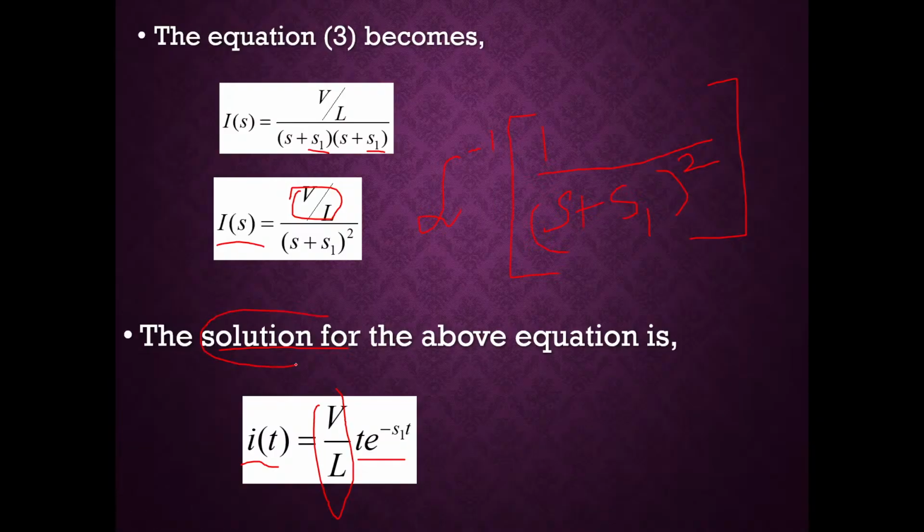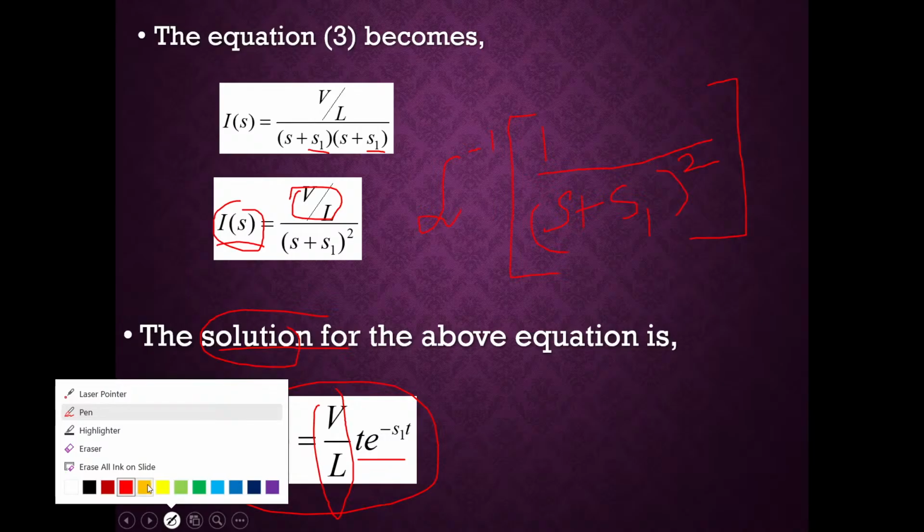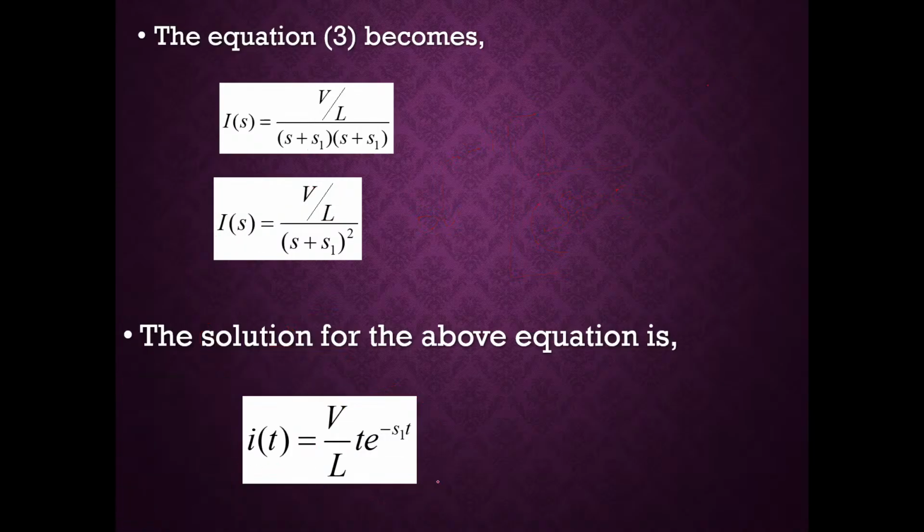So solution means, always, if you have a Laplace term and you determine the solution, that means you are determining the inverse Laplace of that particular expression. So this is I of t. We have seen three cases for the roots. Depending on whether it is a critically damped, over damped or under damped response, the response will change.